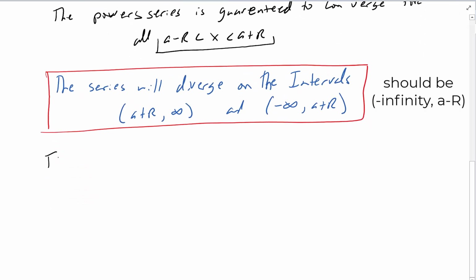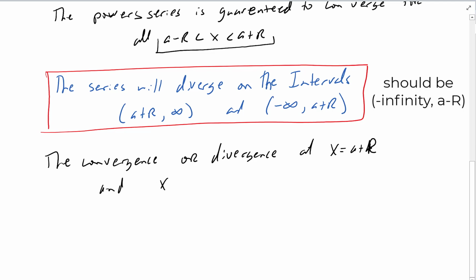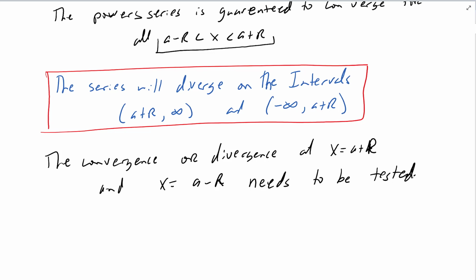And what I now know is that the convergence or divergence at x equals a plus r and x equals a minus r needs to be tested. So at the two endpoints of the interval, we don't know if it will converge or if it will diverge. We have to do more math to figure that out.